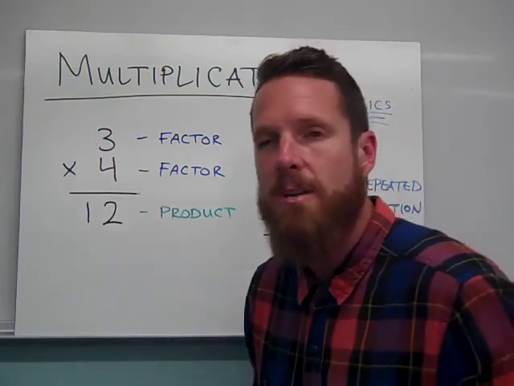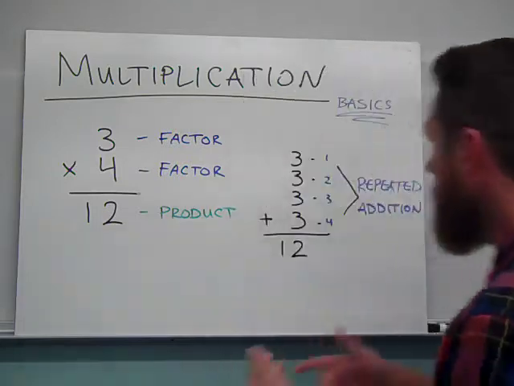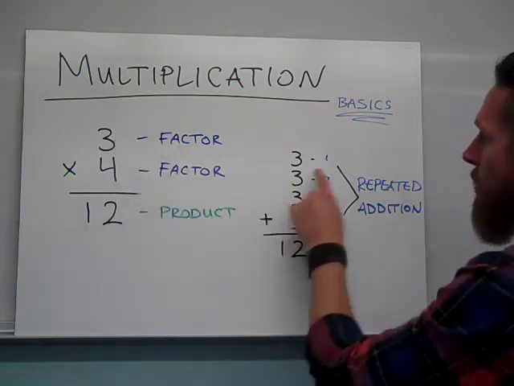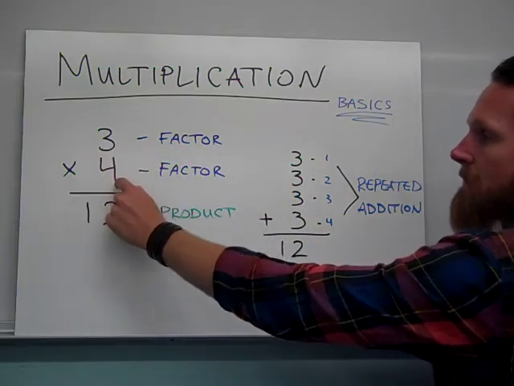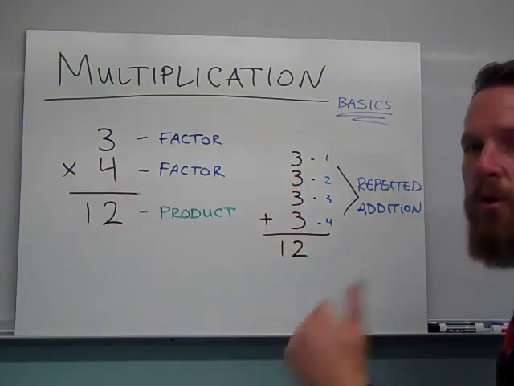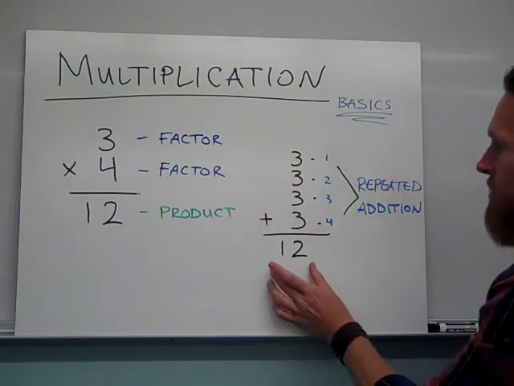And so what is multiplication? Multiplication is basically repeated addition. So, for example, here, we have the number 3 repeated over and over. 1, 2, 3, 4 times. Because 3 is multiplied by 4, so it's just 4 times that you are adding 3 over and over again. Repeated, 3 plus 3 plus 3 plus 3, and it equals 12.